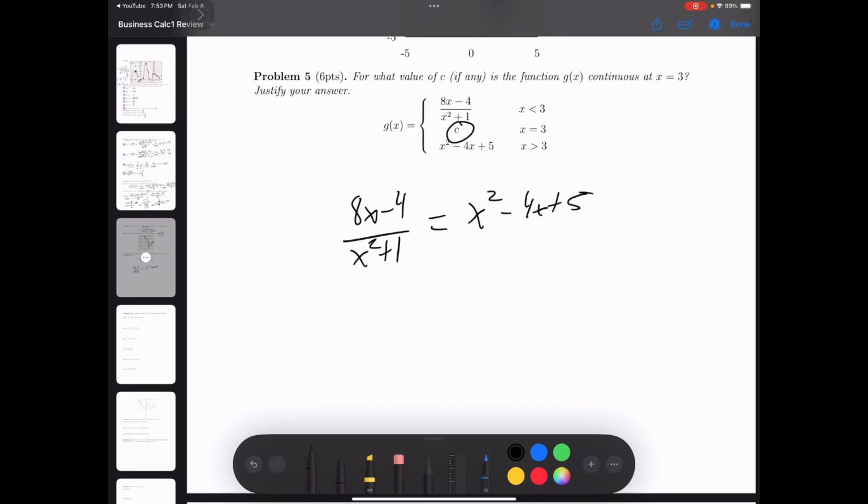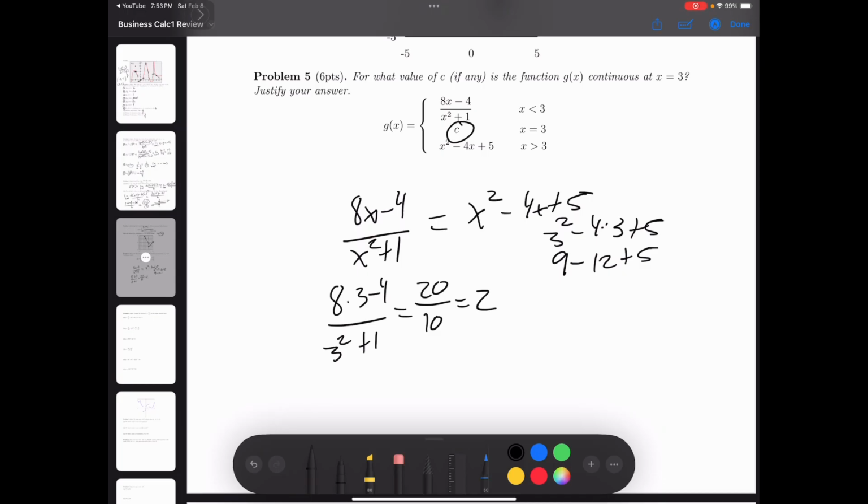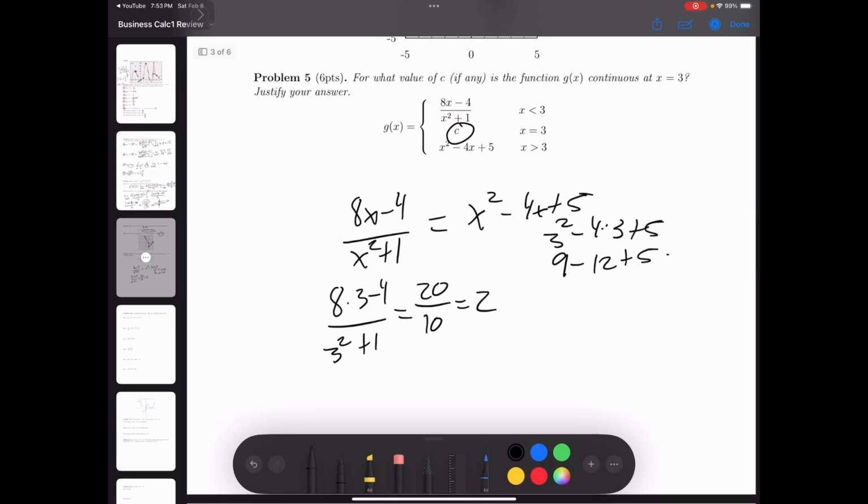Let's plug 3 in. 8 times 3 minus 4 over 3 squared plus 1 equals 24 minus 4 is 20, over 9 plus 1 is 10. So on the left, we have a 2. On the right, we have 3 squared minus 4 times 3 plus 5. 3 squared is 9 minus 12 plus 5. 9 minus 12 is -3, plus 5 is 2. So in order to make this continuous, c just has to equal 2.